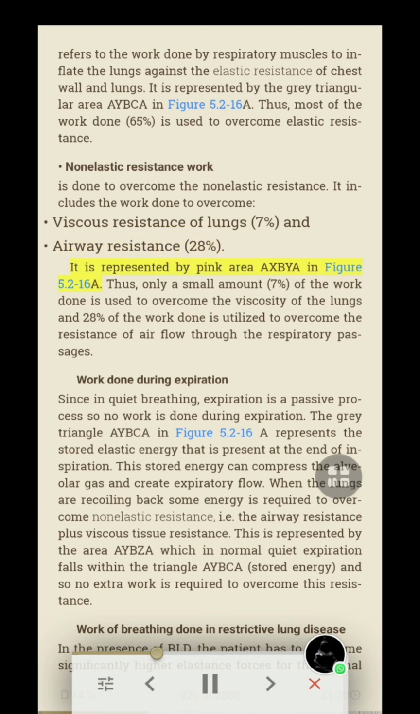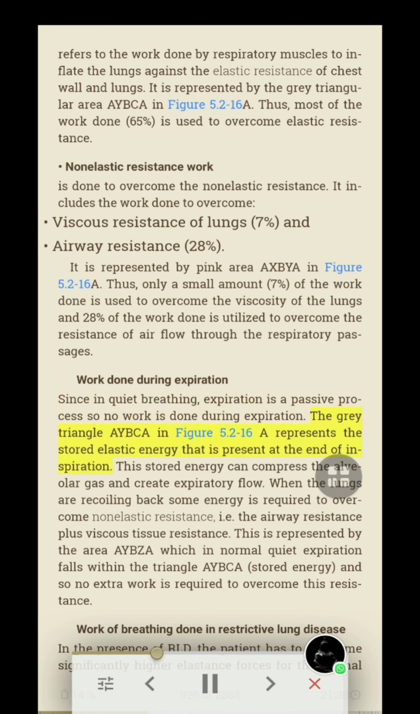It is represented by the pink area AXBYA in Figure 5.2-16a. Thus, only a small amount, 7%, of the work done is used to overcome the viscosity of the lungs, and 28% of the work done is utilized to overcome the resistance of airflow through the respiratory passages. Work done during expiration: since in quiet breathing expiration is a passive process, no work is done during expiration.